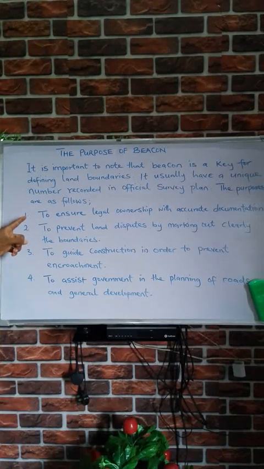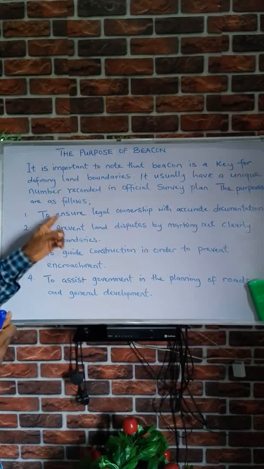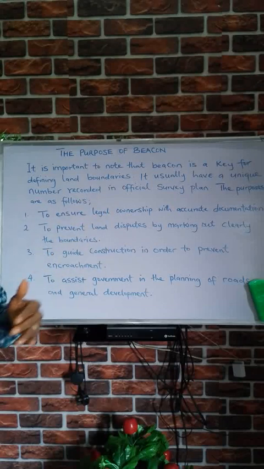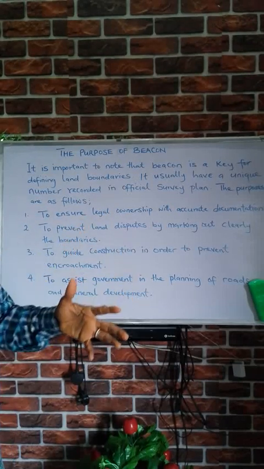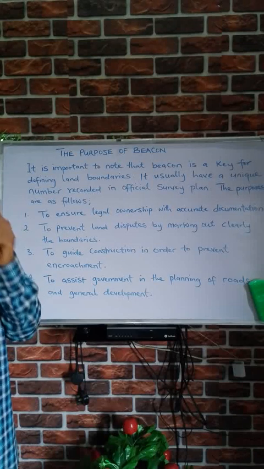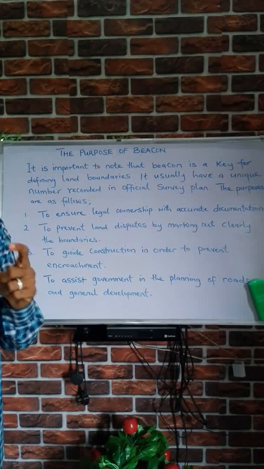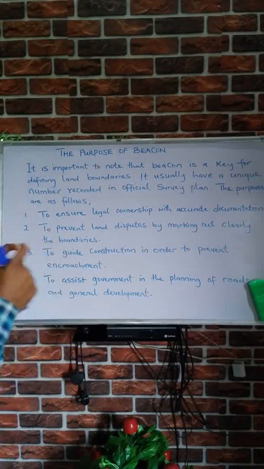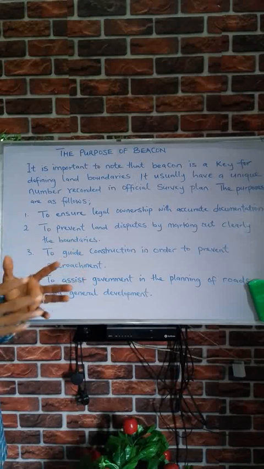So that is why one of the purposes of beacon is to ensure legal ownership with accurate documentation, because those beacons bear numbers. Those numbers are attached to a particular name, and that name belongs to an individual. So that is the relationship there.